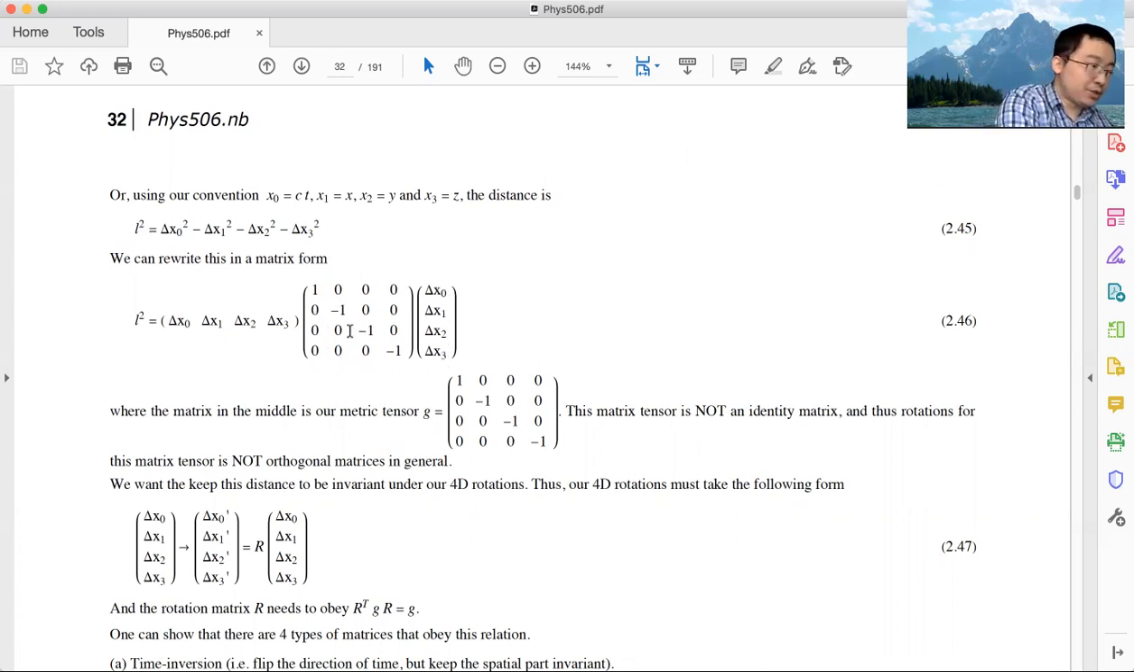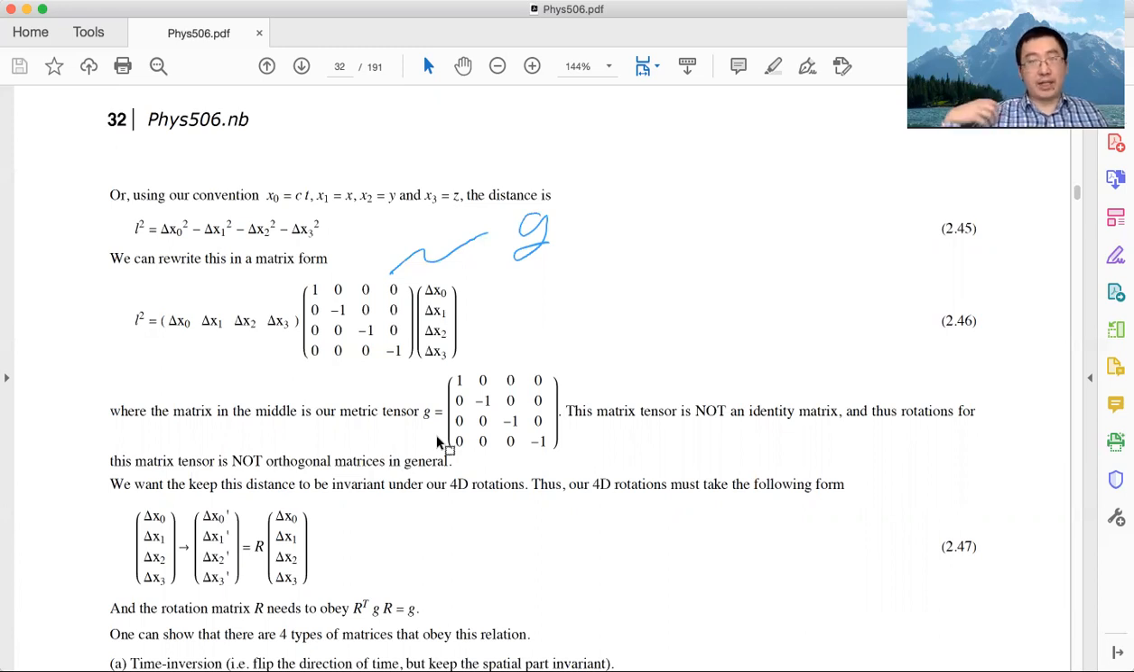And this matrix is my metric tensor G. Okay, and this metric tensor G is not an identity matrix anymore. It's because we have a plus sign for the first one and the minus sign for the 1, 2, 3 components. So this plus sign gives me plus 1, but for the rest three, I need to have minus 1. So this G is not an identity matrix.